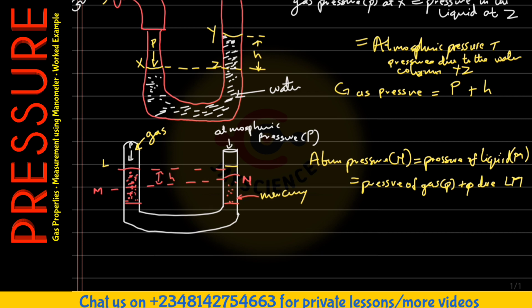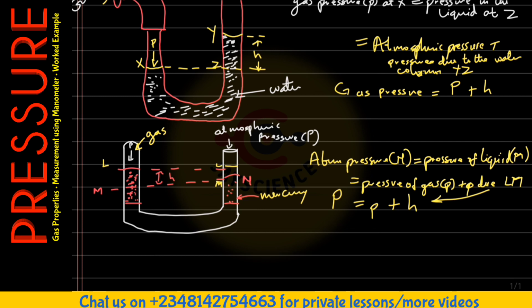So that would be the atmospheric pressure equals the pressure of the gas P at this point plus the height, that's the column L, M. This is L, this is M. So that's the height you have here. So that's what we just turned into the height.